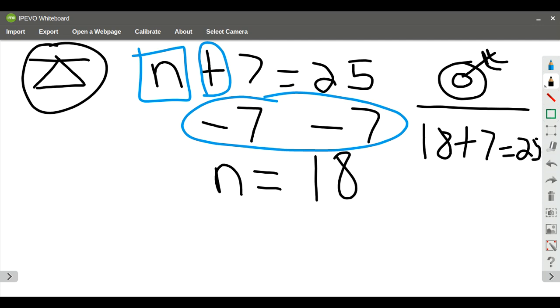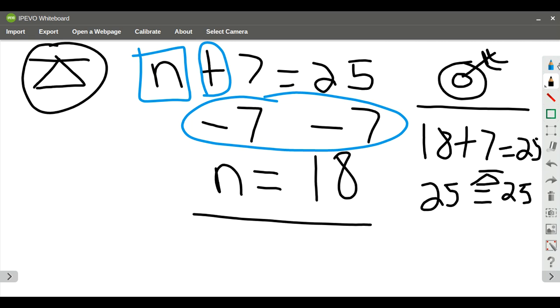Then I'm going to solve. 18 added to 7 equals 25. 25 on this side, nothing changed on this side, so it equals 25. So 25 equals 25. My equation is balanced. I know that my solution for n is the correct solution because I did my check right here.